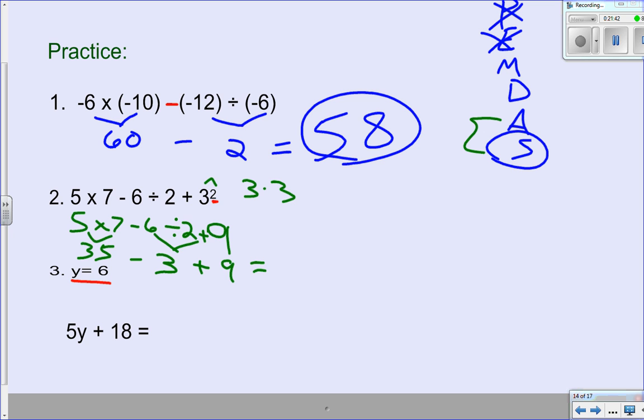35 minus 3 is 32. 32 plus 9. My answer is 41 and only 41.